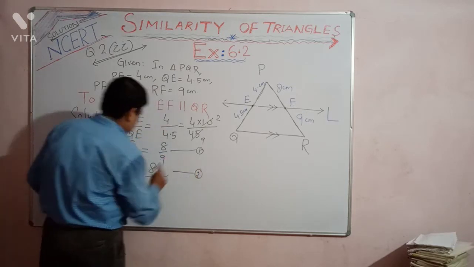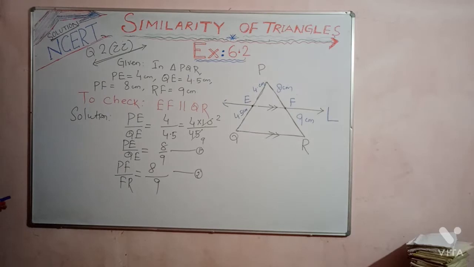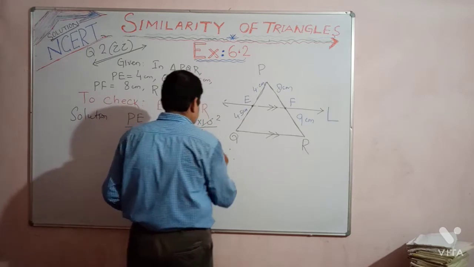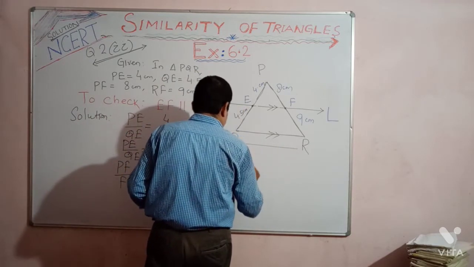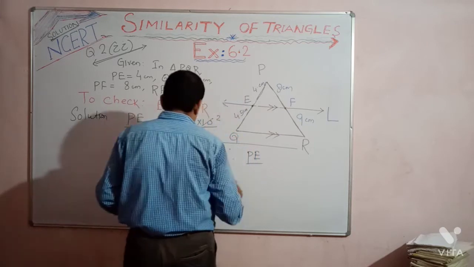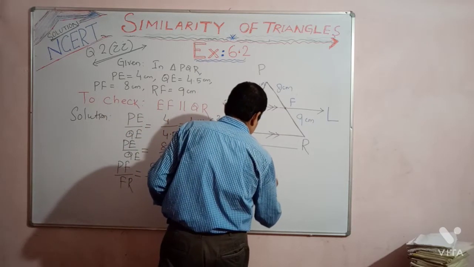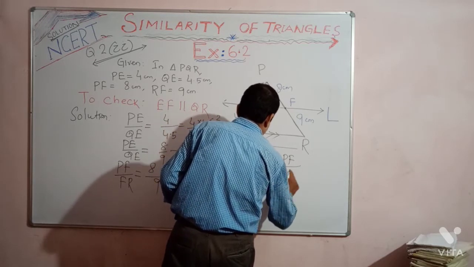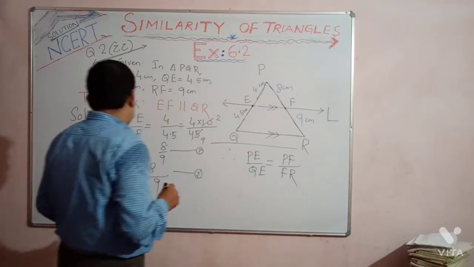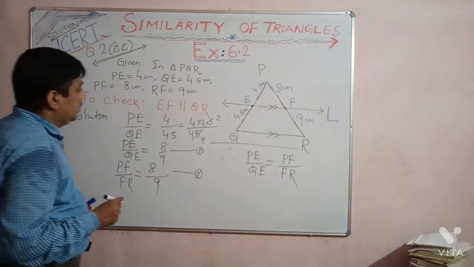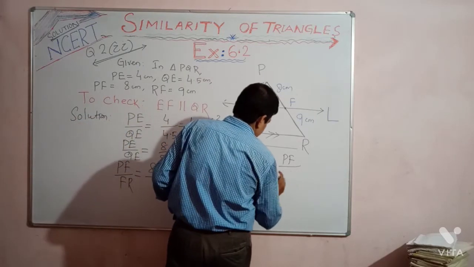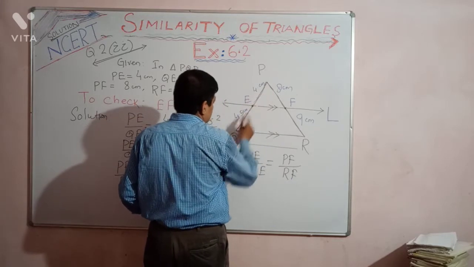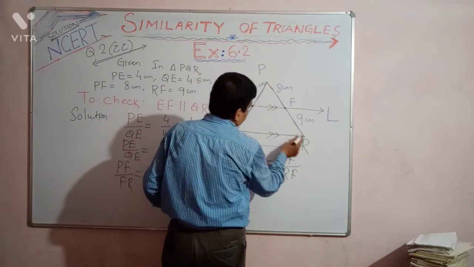Are you seeing now? The ratio of PE and QE, and PF and FR are equal. Thus we find that PE upon QE is equal to PF upon FR. PF upon RF. Okay. PE upon QE is equal to PF upon RF.